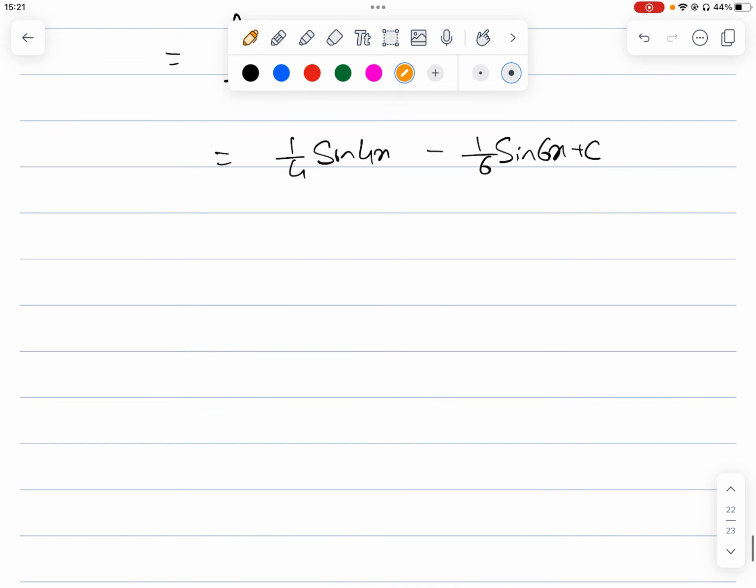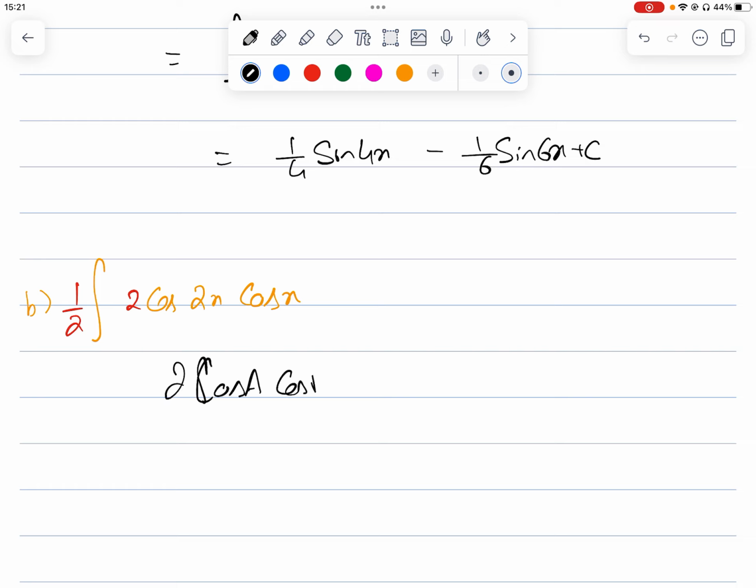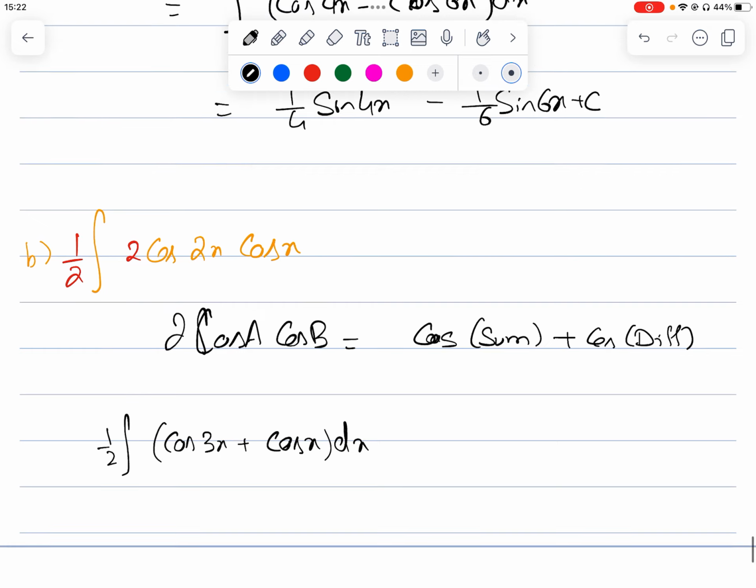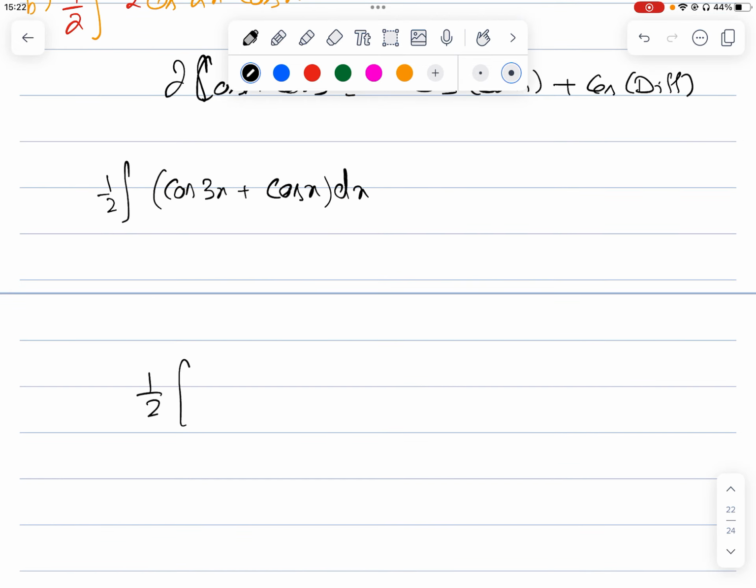Part B, integral of 2 cos 2x cos x. Multiply and divide by 2. For this again we need to remember one formula. 2 cos A cos B equals to cos sum of the angles plus cos difference of the angles. So it becomes integral of cos 3x plus cos x dx. So it becomes 1 upon 2, 1 upon 3 sine 3x plus sine x plus c.